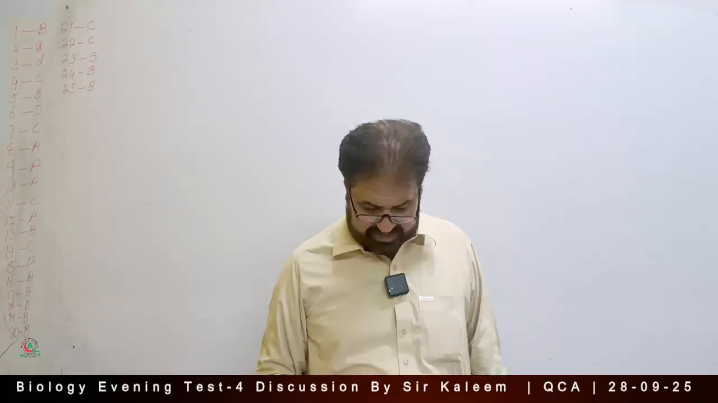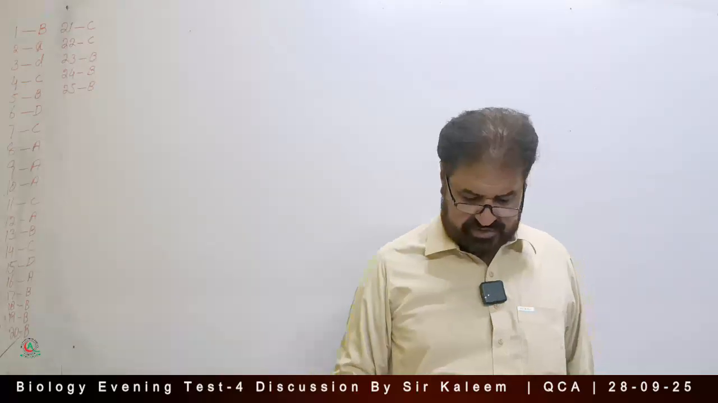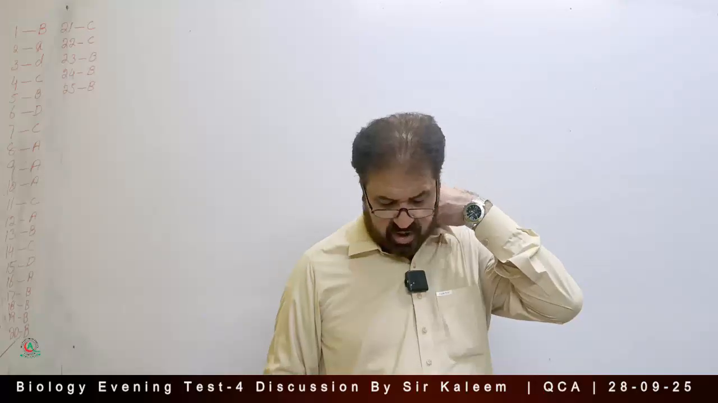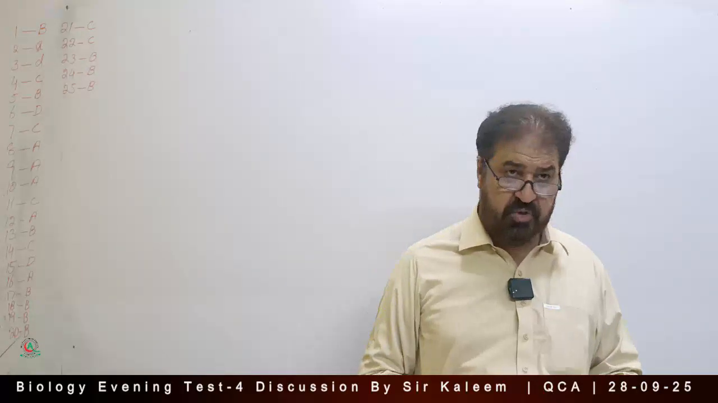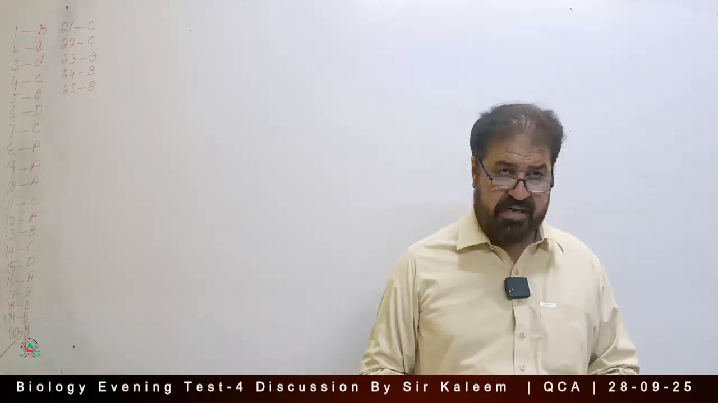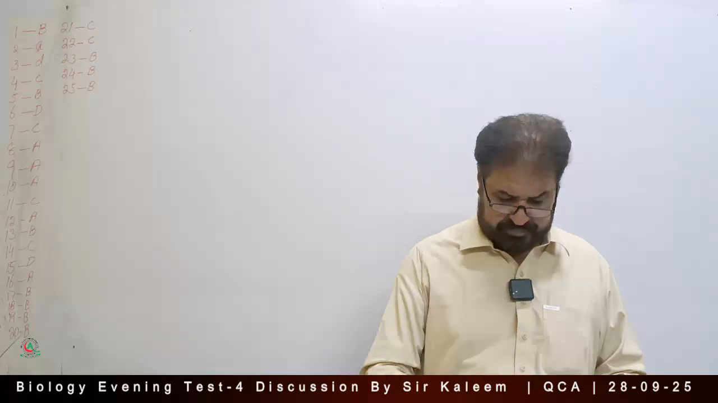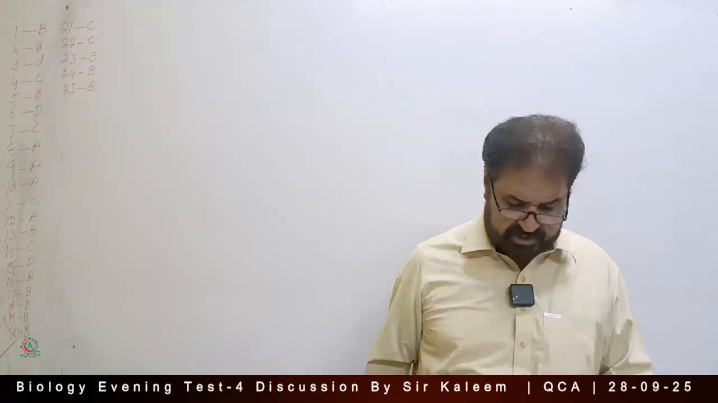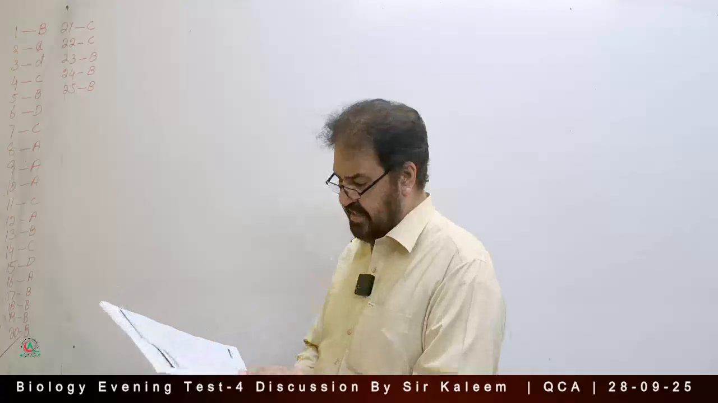Question number 26. The outermost layer of the wall of the uterus is called perimetrium. Perimetrium is the outermost covering of the uterus. Usually, the wall of the uterus consists of 3 layers. The inner one is endometrium, the middle one is myometrium, and the outer one is perimetrium. So option B is correct.